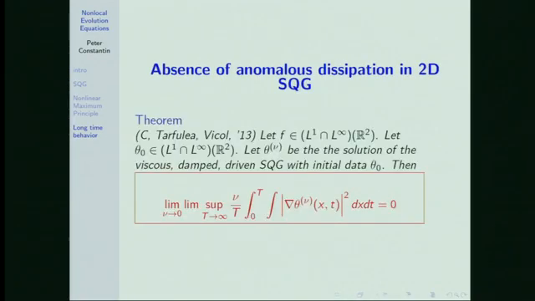So the result is, remember the Kolmogorov thing? The fact that you can take averages, multiply by the coefficient of viscosity, and let it go to 0. In the case of viscous, damped, driven SQG, there is no anomalous dissipation of energy, and this is a new result.